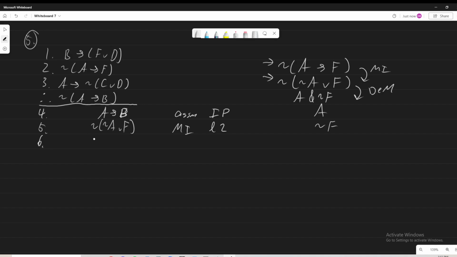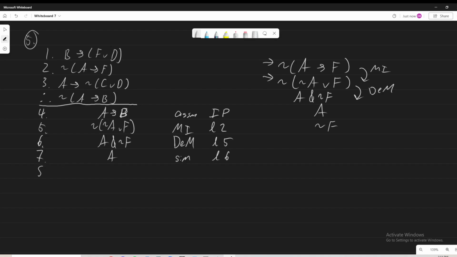Then we can use De Morgan's law to change that to A and not F. You may want to look at the paradigm for De Morgan's law to see how exactly we did that, which terms we flipped the truth value on, and flipping the or to an and, the V to an ampersand. That was De Morgan's on line 5. So now we have A and not F, and we can just simplify both of those. I think we're gonna need both of those for the rest of our proof.